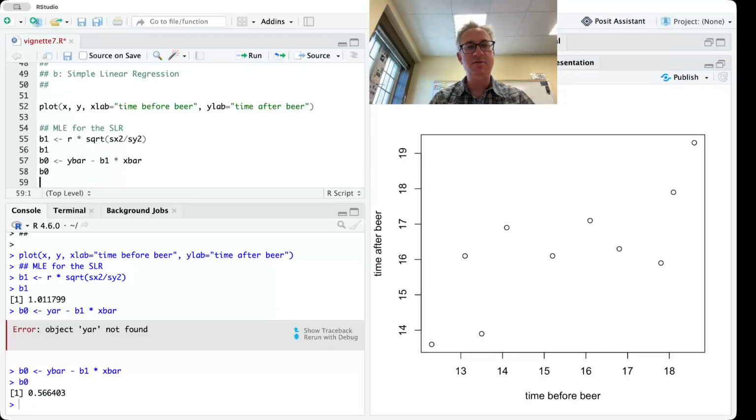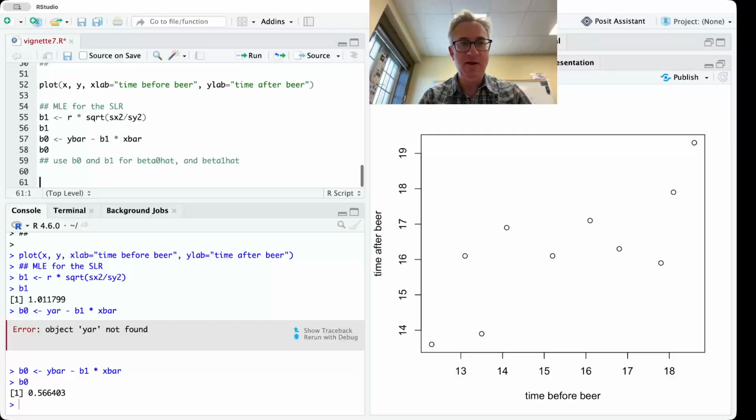So that's the intercept. I really like to use B0 and B1 for beta 0 hat and beta 1 hat. And I talk a little bit more about that in the book. It's just shorter than writing the Greek word out and then hat. So I like to use that instead. And now I can put that on the plot.